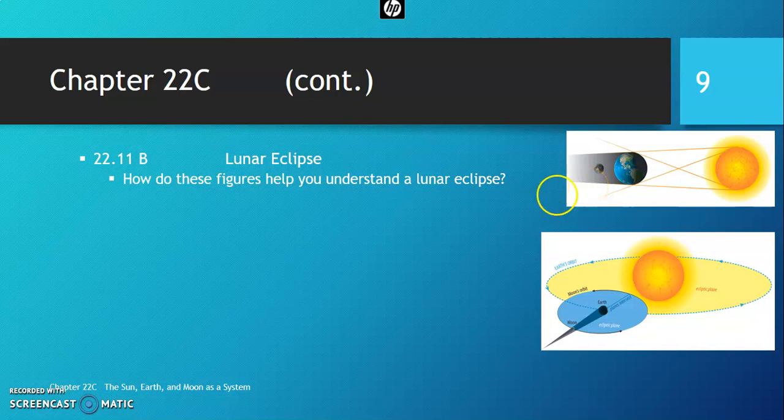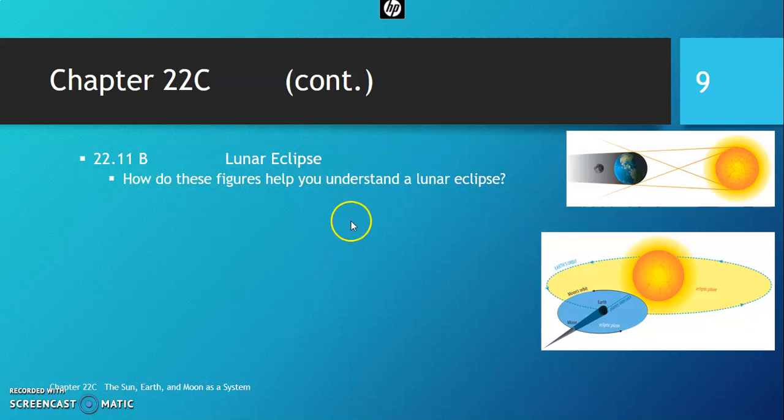All right, welcome back. So we were talking about the lunar eclipse and we were looking at it from a side view. There we go. So we can see the configuration of the three objects we've been talking about, the sun, the earth, and the moon. So what would you write down to help you understand what a lunar eclipse is?